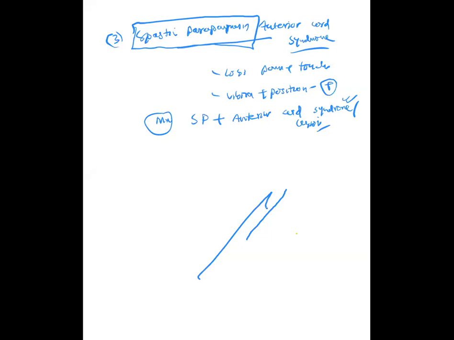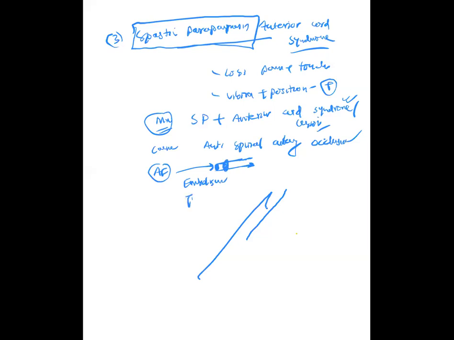So, spastic paraparesis with anterior cord syndrome. So this is your clinical diagnosis. What is the cause? The cause is anterior spinal artery occlusion. The most common cause of any vessel obstruction is embolism from the heart. That is embolism, so there is an embolism from the heart, okay, or maybe thrombosis in situ.